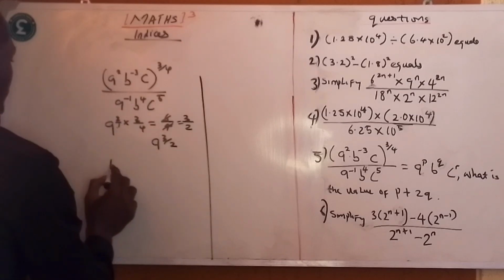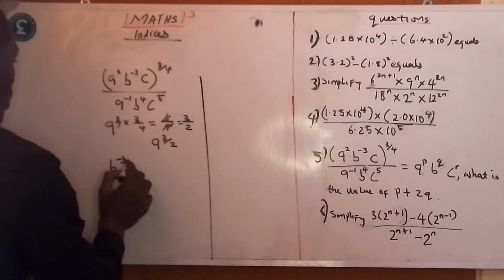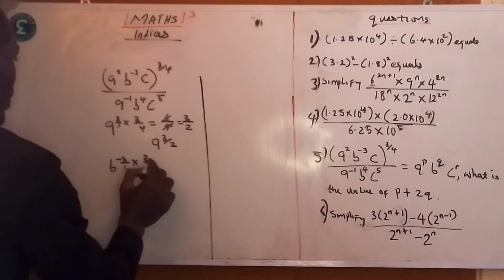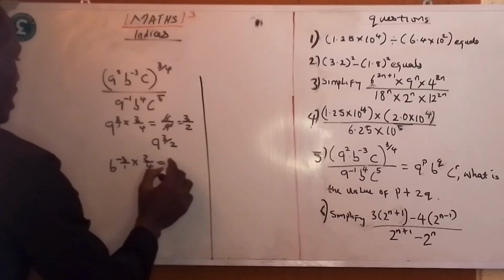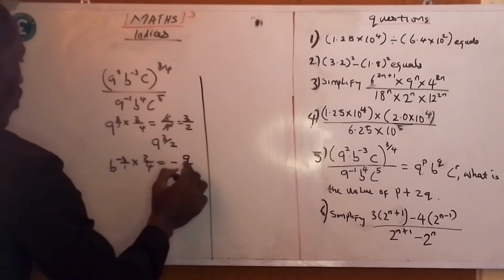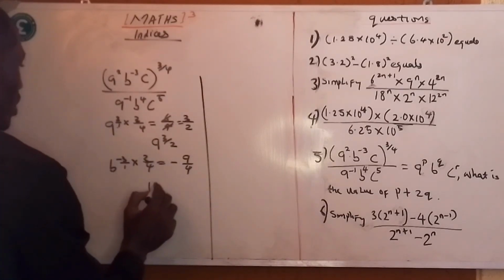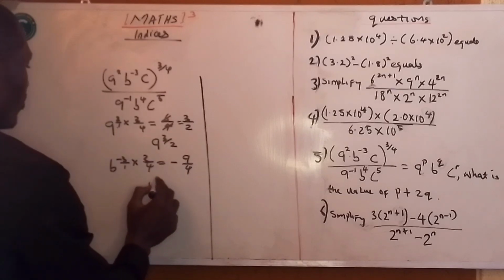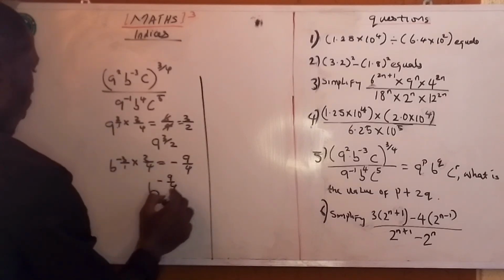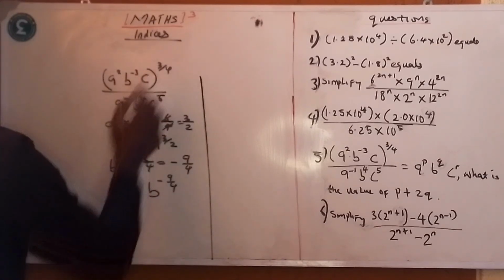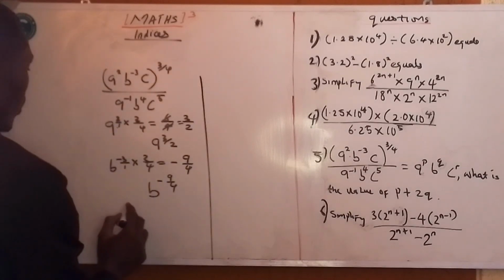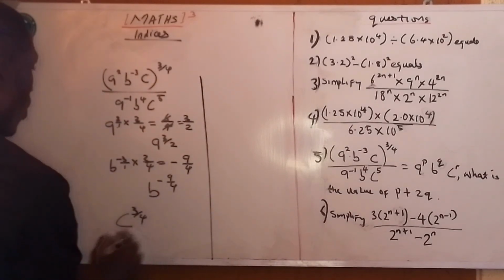We go to b. So we have b to the power of minus 3. You're going to put 1 here, times 3 over 4. That is minus 9 over 4. And you see that? So b will be b raised to the power of minus 9 over 4. Then we have c. 1 times 3 over 4 is the same thing as 3 over 4. So we have 3 over 4.